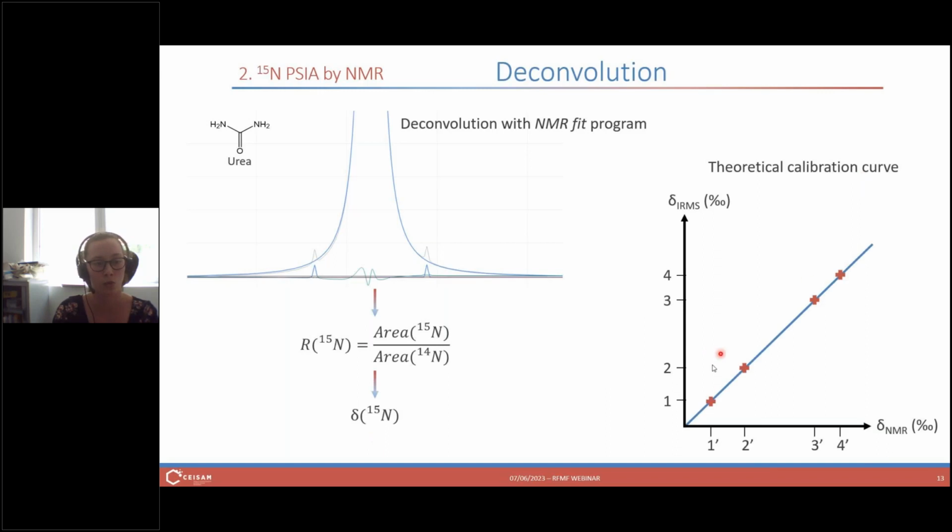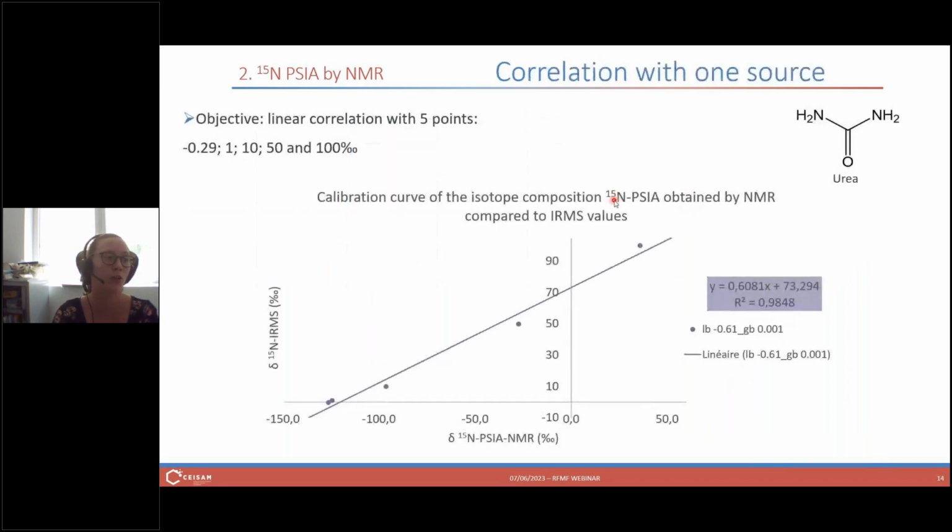After this, we would like to draw a calibration curve correlating the isotope composition calculated by NMR and the one measured by IRMS. We did it for 5 compounds of urea, so this one was our standard, and 4 of them were enriched urea. We drew the calibration curve, and we obtained this. The correlation coefficient is not too bad, so this is a promising work for us. We still need to improve the NMR fit, the deconvolution program, but it's promising.